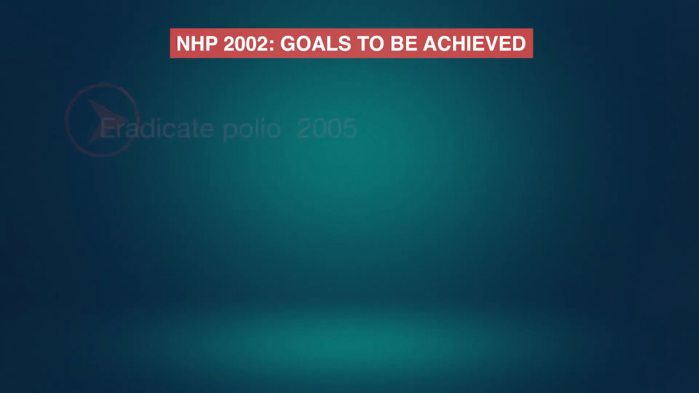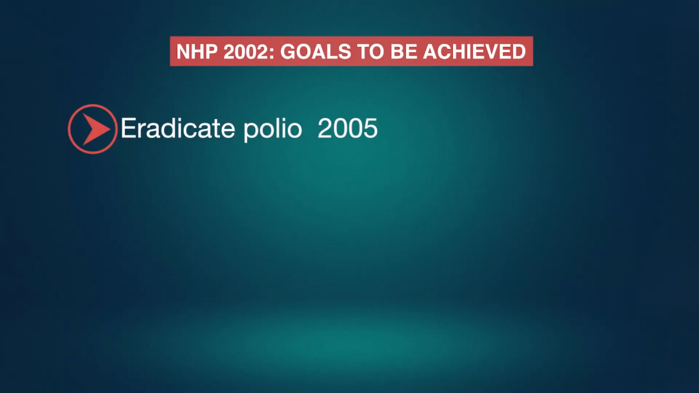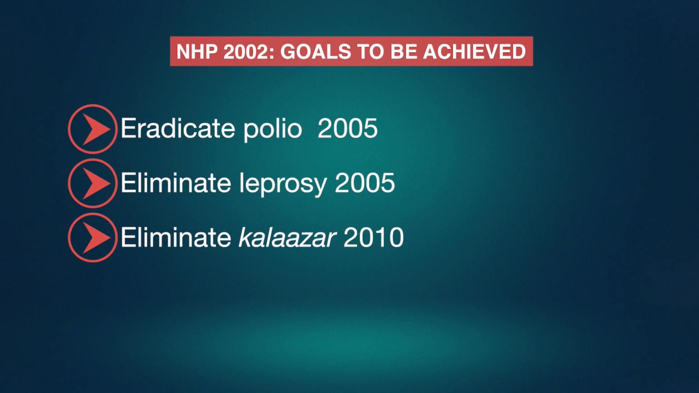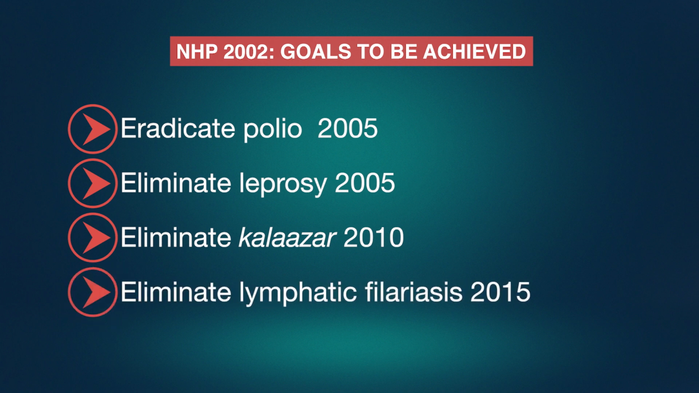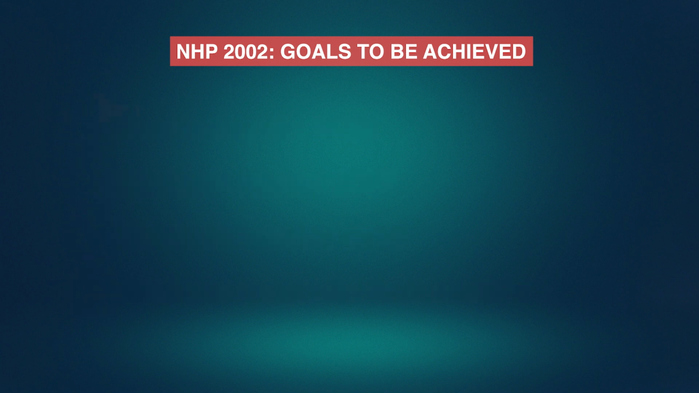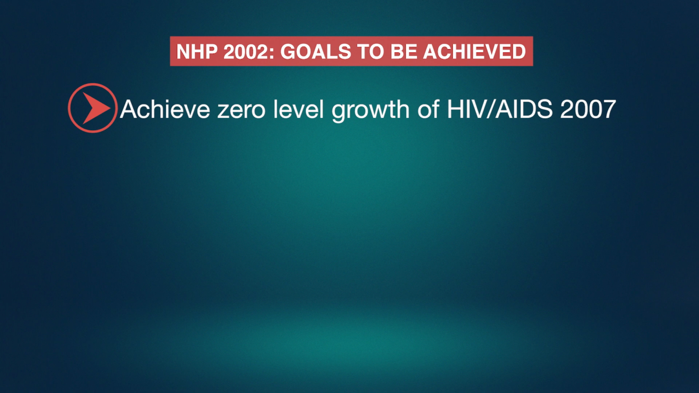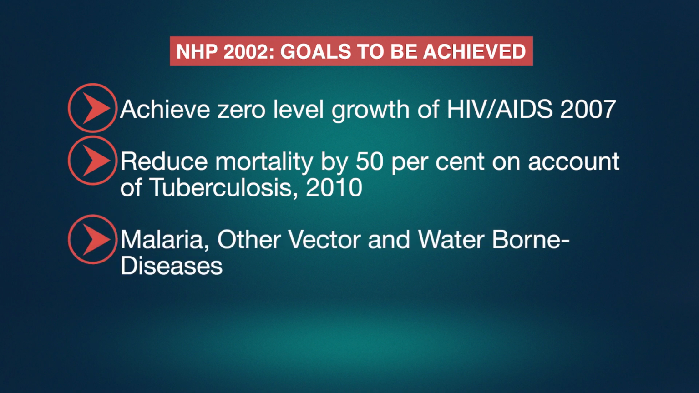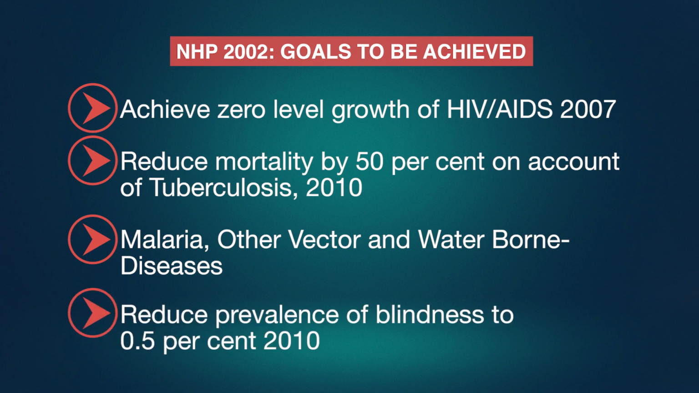Let us take a snapshot of some of the goals that were highlighted in the 2002 National Health Policy. Eradicate polio by the year 2005. Eradicate and eliminate leprosy also by the year 2005. Eliminate Kala Azar by the year 2010. Eliminate lymphatic filariasis by 2015. Achieve zero-level growth of HIV/AIDS by 2007. Reduce mortality by 50% on account of tuberculosis by 2010. Malaria, other vector and waterborne diseases should also be reduced. And finally, reduce prevalence of blindness to 0.5% by 2010.